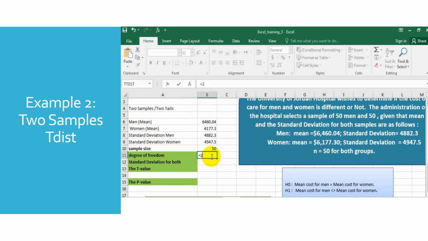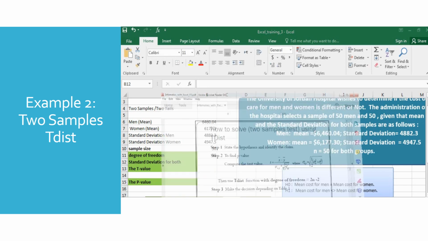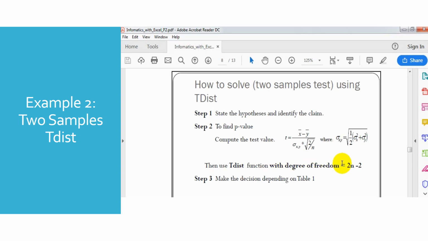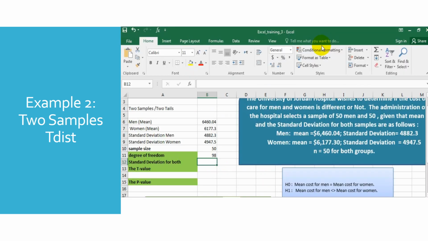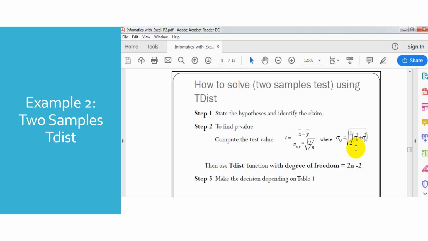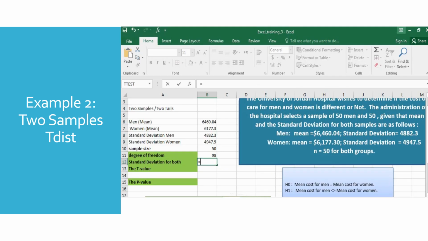Then we compute the degree of freedom, which is 2n minus 2, 2 times 50 minus 2. As you know, we use only one sample size, not both samples. Then we will compute the average standard deviation, the standard deviation for both samples, by using the formula sigma xy. Remember to put the parentheses in the correct way.